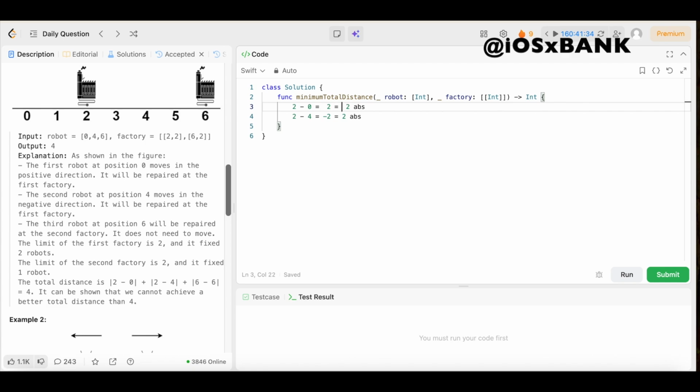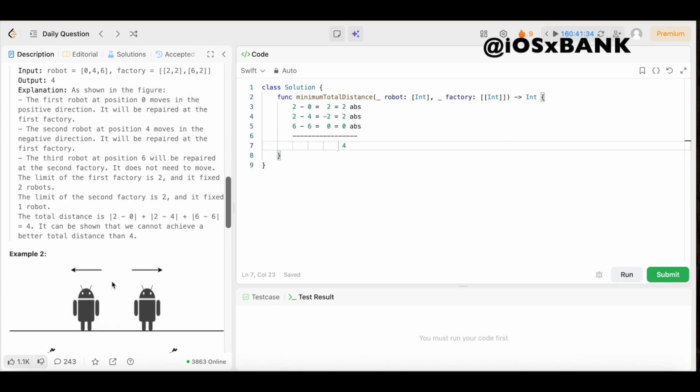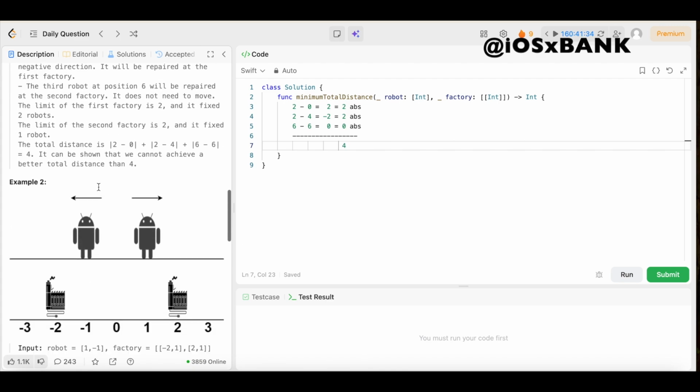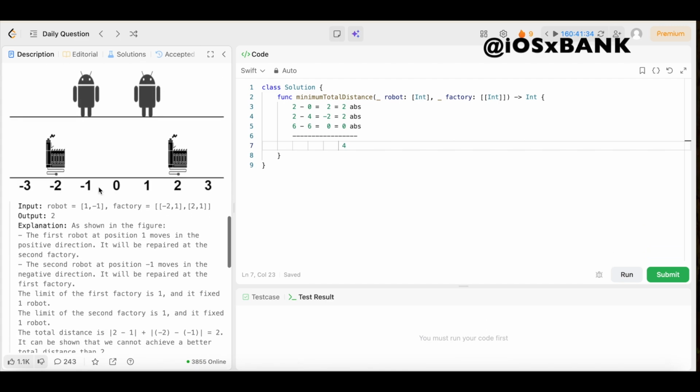And then finally, we have the robot at 6, which would be just 6 minus 6 equals 0, still equals 0, ABS. And then when we add 2 plus 2 plus 0, that gives us 4. So that's where the 4 comes from. 2 plus 2 plus 0 equals 4, and that's how we got this 4. Just in case that didn't make sense, let's take a look at example 2.